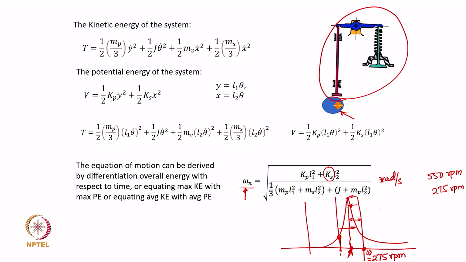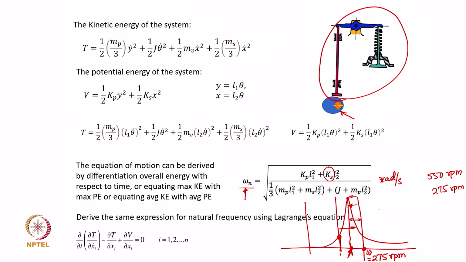Can we solve this same expression and governing equation using the Lagrangian equation? Yes, I think that is left to you as an exercise. Let me remind you that the expression, the Lagrange's equation, is given by this. So, if I want to apply this to the existing example, the time derivative of dou T over dou x dot is going to be dou T over dou theta dot.